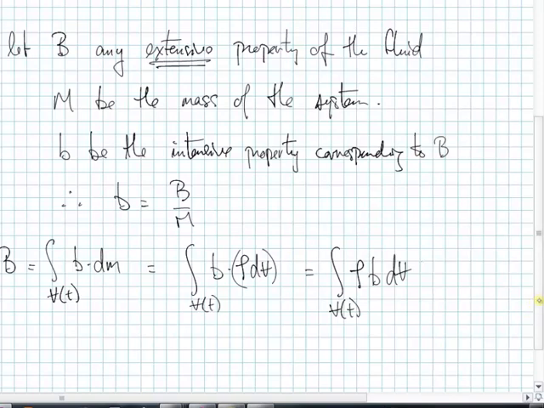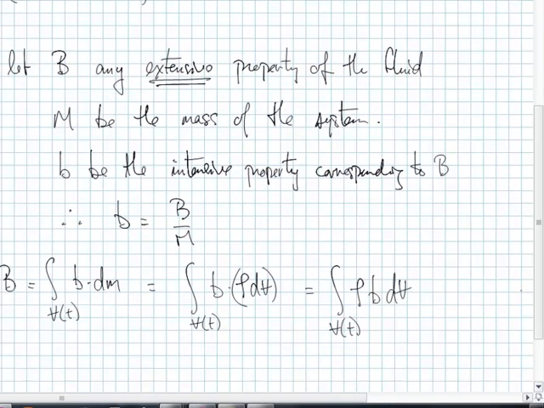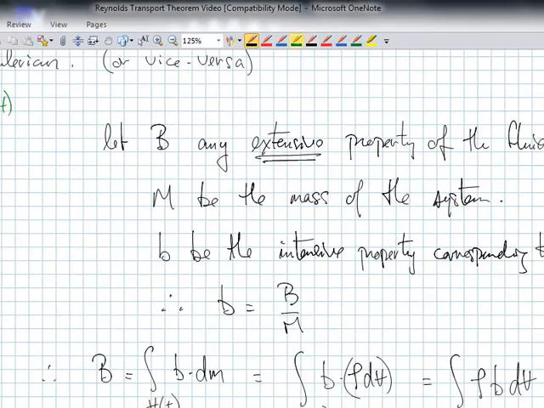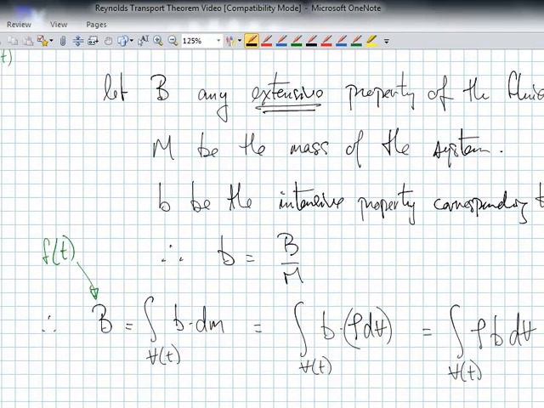So the question that we pose ourselves, and that we're going to need the Reynolds Transport Theorem for, is: how exactly does this B property, this extensive property of the system, change as a function of time? So B, of course, can be a function of time. It doesn't have to stay constant as a function of time. Of course, it could also be constant with time, but in general, it can be a variable.